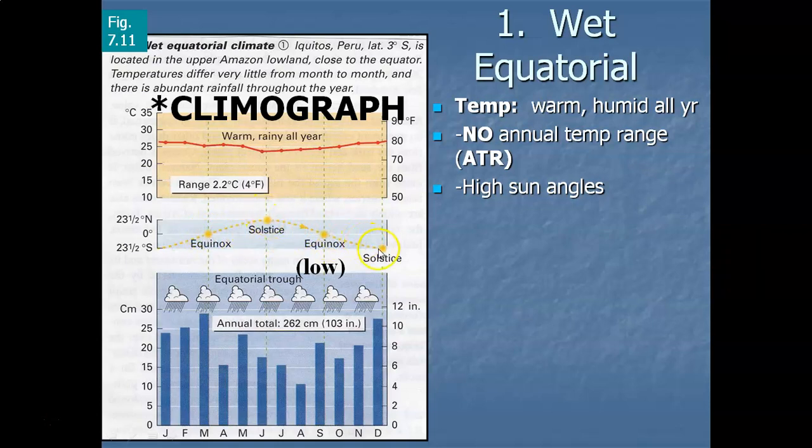And then even during the solstices, the sun angles are just off by 23 degrees. So it's high sun angles, long daylight makes warm temperatures. Now, in terms of the precipitation regime, you can see in the bar graphs for each month it's really quite rainy. All right, so it's wet, rainy all year long.